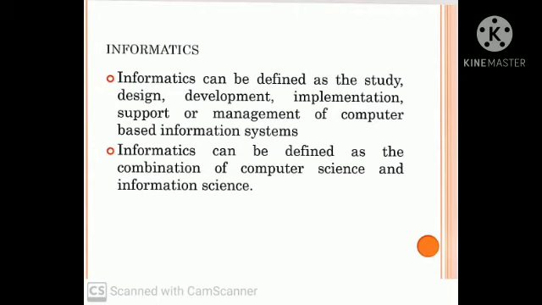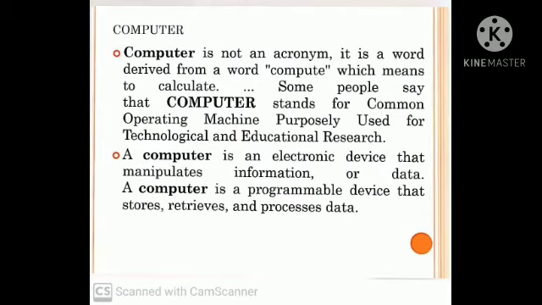So what is informatics? Informatics can be defined as the study, design, development, implementation, support or management of computer-based information systems. As we all know, what is a computer? Computer is not an acronym. It is a word derived from the word compute, which means to calculate. Some people say that computer stands for Common Operating Machine, purposely used for technological and educational research.